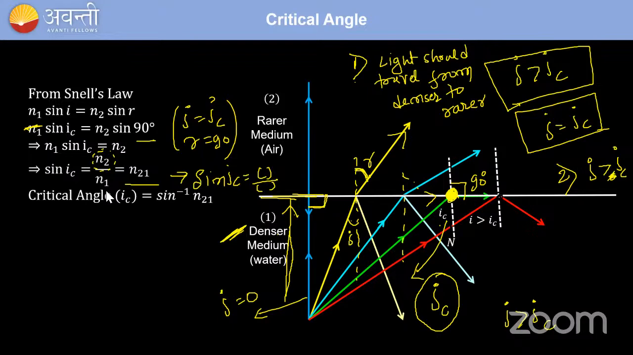Done. So for the critical angle, if you are students of maths, or even students of biology, you must know that if sine theta is equal to p, then theta can be written as sine inverse p. That is why we are writing it here like this.